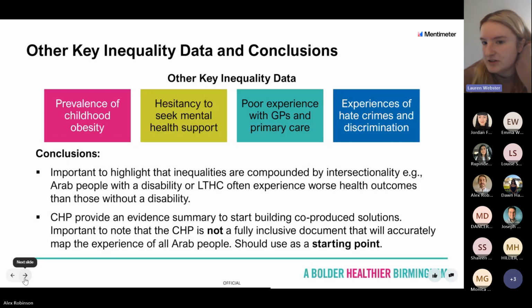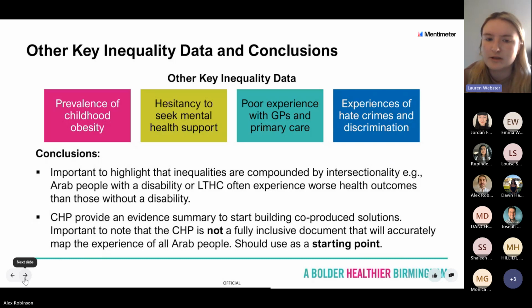So, other key inequality data and conclusions. We've gone through quite a few different things, but these are just other key inequality data that we wanted to include. So this includes the prevalence of childhood obesity, hesitancy to seek mental health support, poor experience with GPs and primary care, and experiences of hate crimes and discriminations.